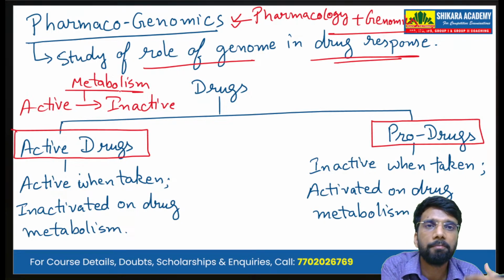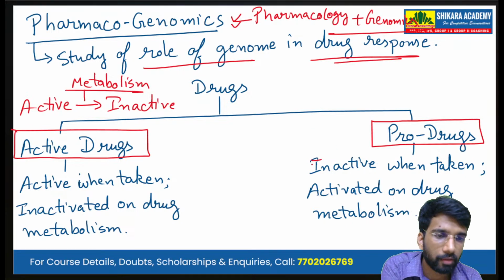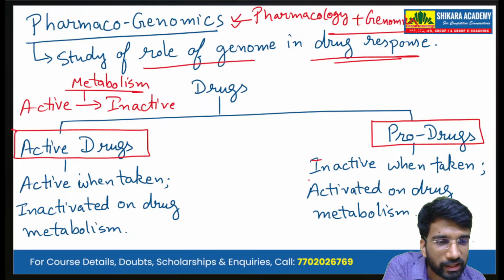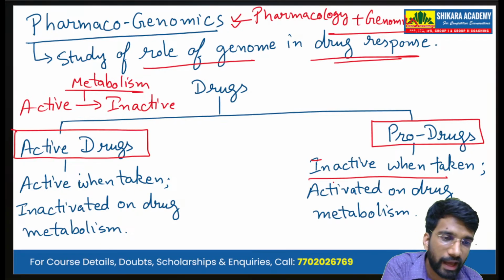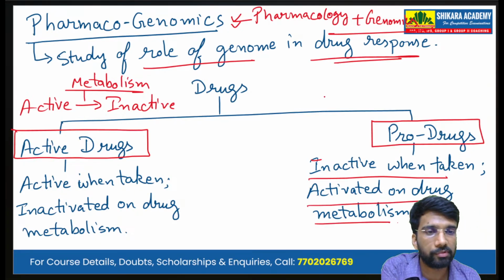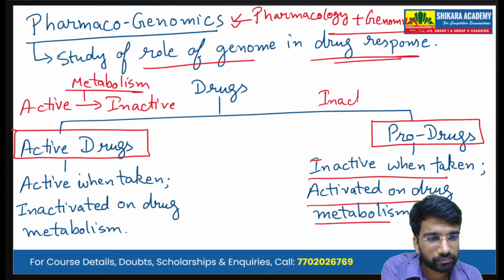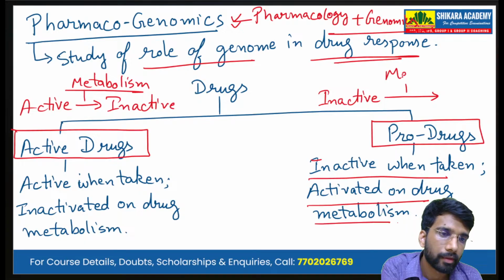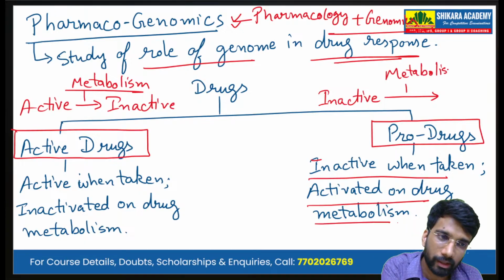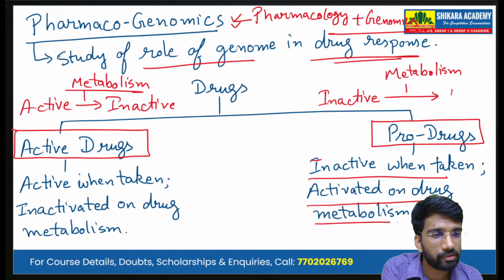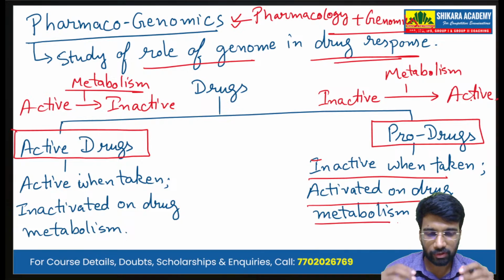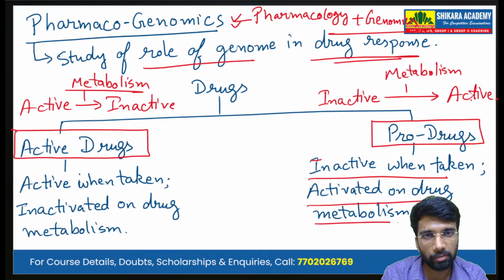Okay. Then there are prodrugs. So prodrugs are just the opposite of the active drugs. That is, they are inactive when we take them and they get activated on drug metabolism. So they are inactive when we take them, and after the drug metabolism, after metabolism or breaking down in the body, they become active. Okay. Now, any drug can be made into an active form as well as in the pro form.